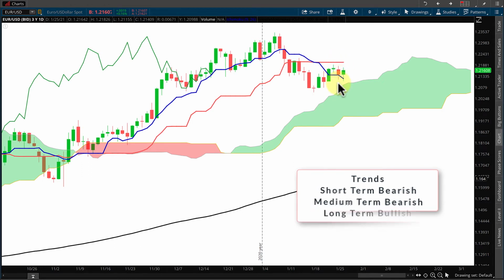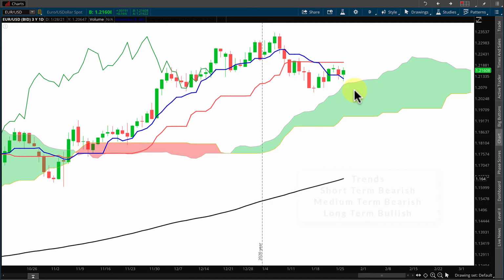Our long-term trend is the current market price to the cloud, and being above the cloud, we are bullish. If price action does come down and challenge the top of the cloud and move inside, then our long-term trend will be neutral. It will not go bullish or bearish until there's an exit from the cloud. To the downside will be bearish and to the upside will be bullish.